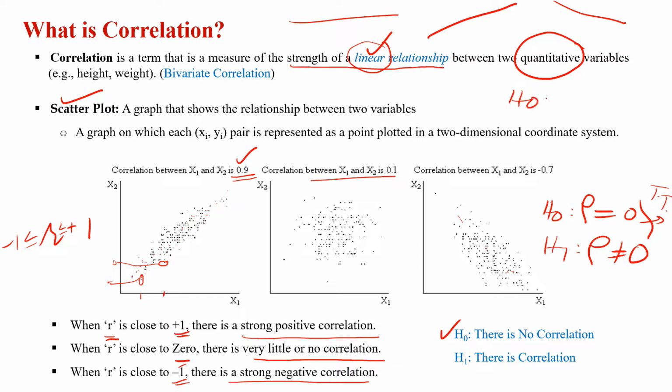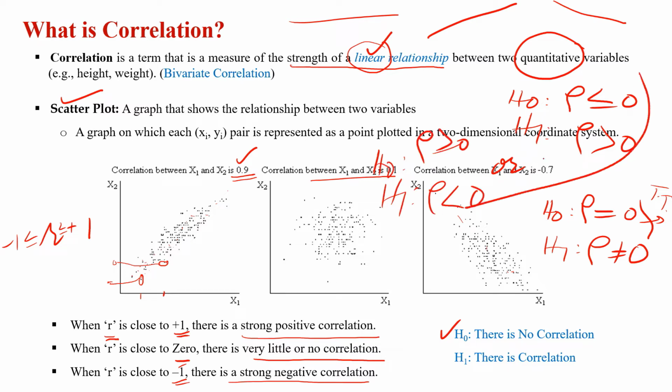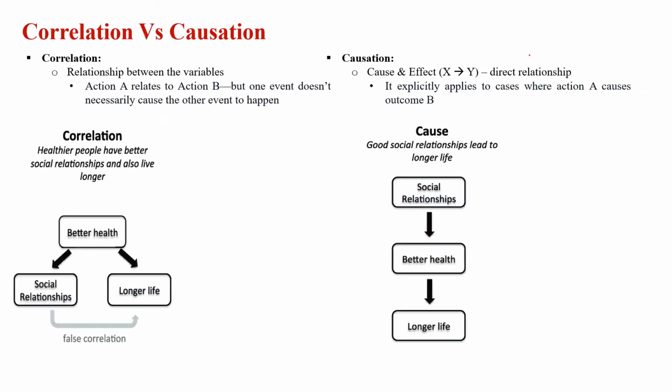Whereas it could also be that H naught is rho less than or equal to 0, and the alternative is rho greater than 0. Or H naught is rho greater than or equal to 0, and the alternative is rho less than 0. These two are called one-tail tests. So depending upon how you want to test, the two-tailed case means rho is equal to 0 or not equal to 0, while the one-tailed case is less than 0 or greater than 0, where we also see the direction, whether it is negative or positive. We will perform this in R later.